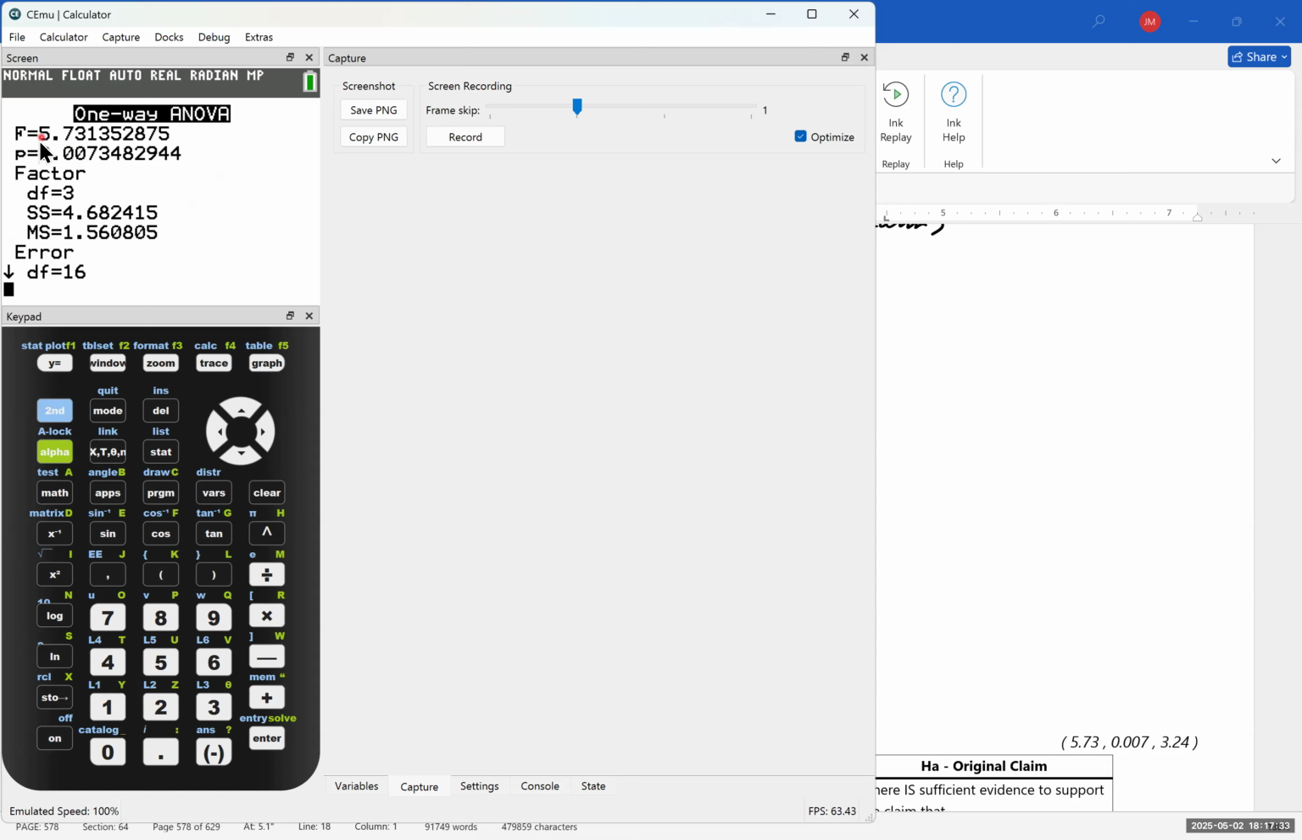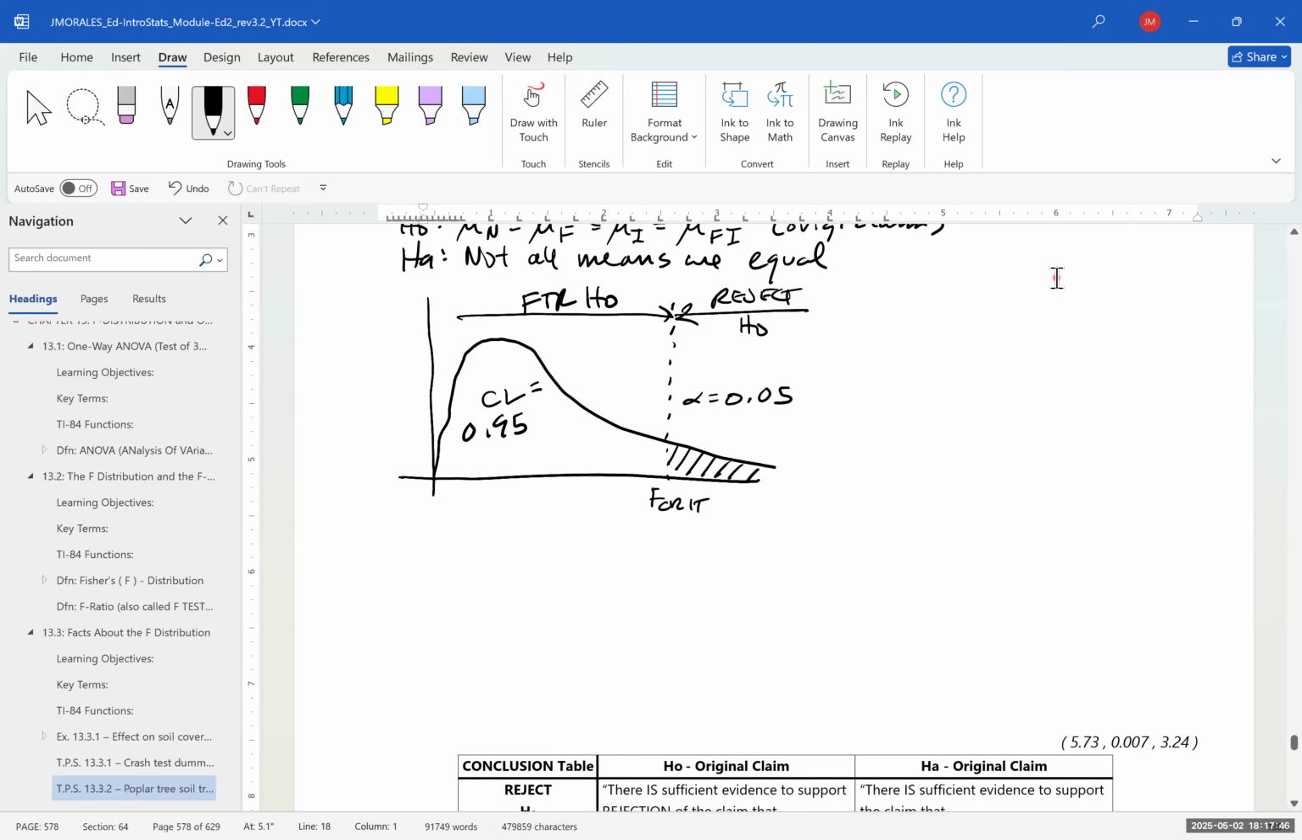All right, so we have a test statistic of 5.73, a p-value of 0.007, degrees of freedom of the numerator of 3, and degrees of freedom of the denominator of 16. All right, let's go ahead and write those down. So we have an F test statistic of 5.73, a p-value of 0.007, degrees of freedom of the numerator of 3, and degrees of freedom in the denominator of 16.